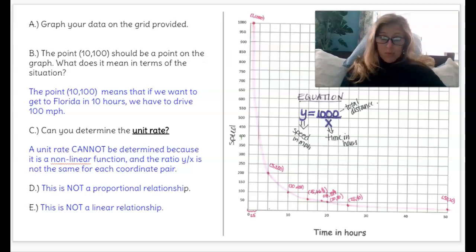This is not proportional. I know this is not a proportional relationship because it is not a straight line and it does not pass through the origin. Remember, you learned that last year in 7th grade. A rate of change can often be determined, but because this is not a linear line, we can't even do a rate of change. So it's not linear. Linear means straight line, and it's not proportional.